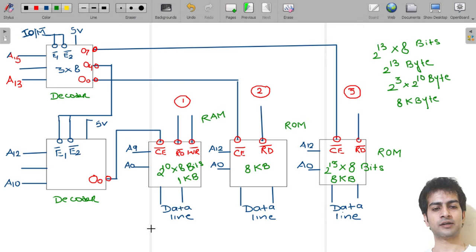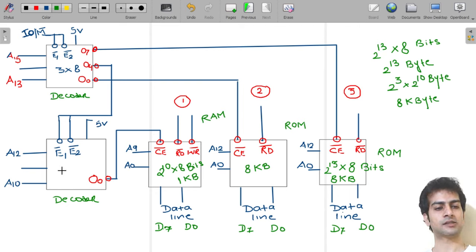So here we have data lines. Data lines will be D7 to D0, D7 to D0, D7 to D0, D7 to D0.